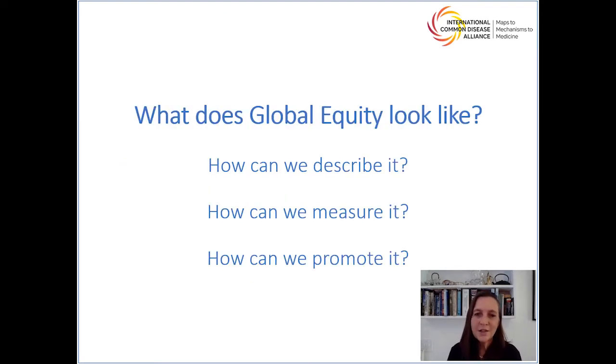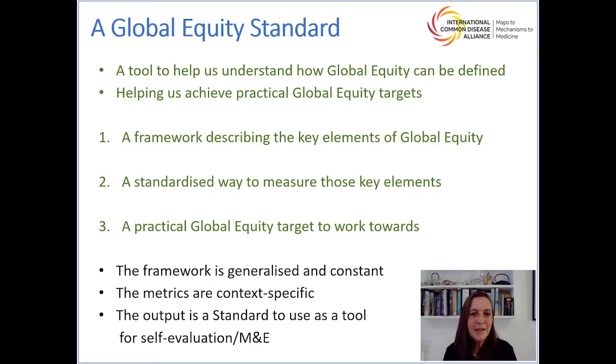When we first started working together as a group, we talked a lot about what global equity actually looks like. How do we describe it or measure it, and how can we promote it? And we decided it would be helpful for us to build a global equity standard, which would work as a tool to help us understand how global equity can be defined and to help us achieve practical global equity targets. So we've built a framework which describes the key elements of global equity, and we've built a standardized way with metrics to measure those key elements. And we've also defined some practical global equity targets that we can work towards as a group.